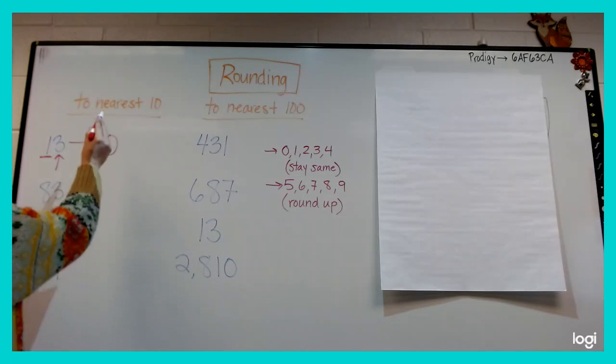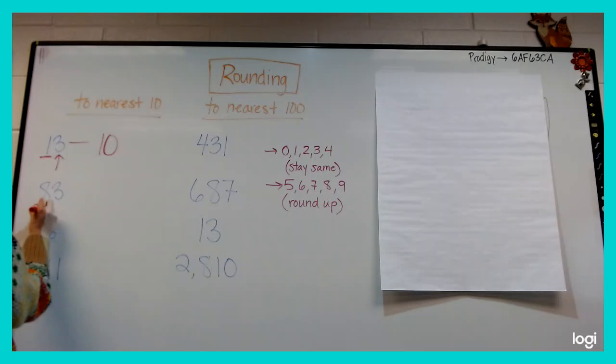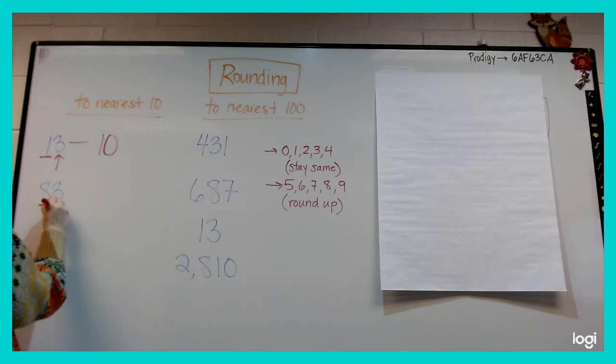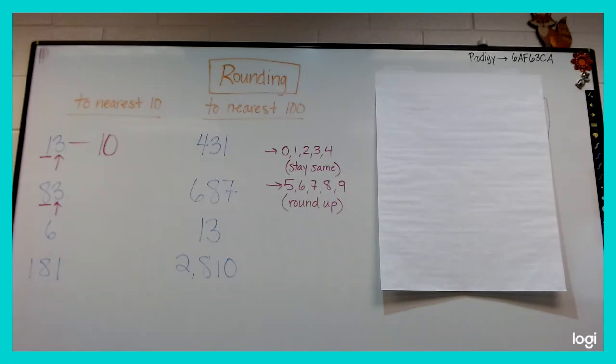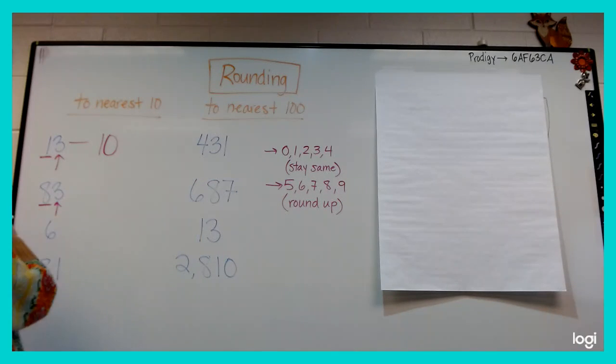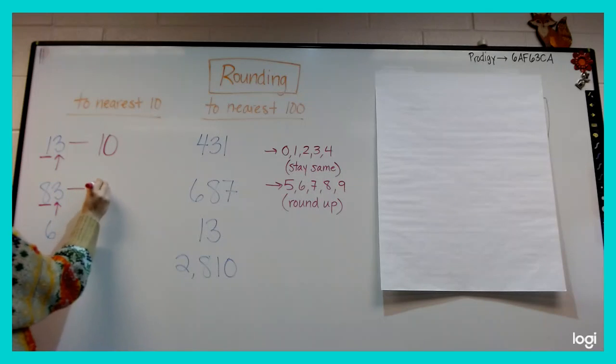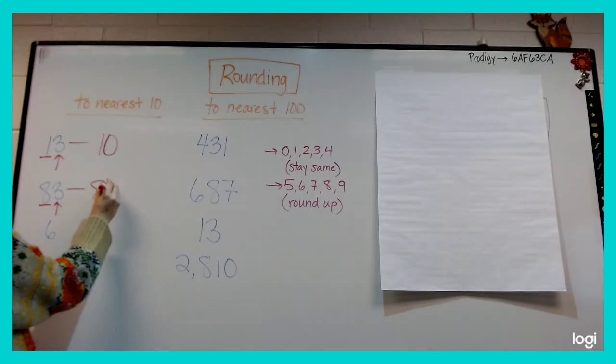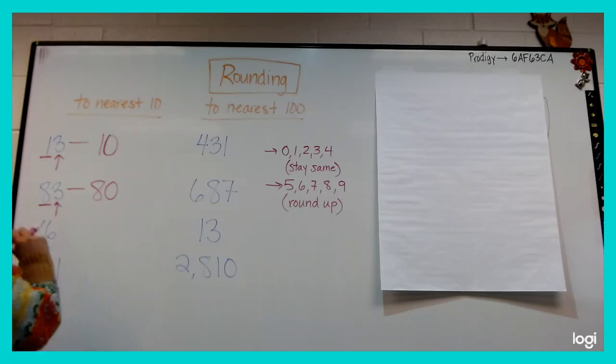All right, we know we're rounding to the nearest 10, so I need to underline my tens place, draw my arrow to its neighbor. We have another 3. Well, we know if it's a 3 that we're checking, the digit that's underlined stays the same, so I leave it as an 8. Every other digit becomes a 0, and we only had one other digit to copy. So 83 rounded to the nearest 10 is 80.